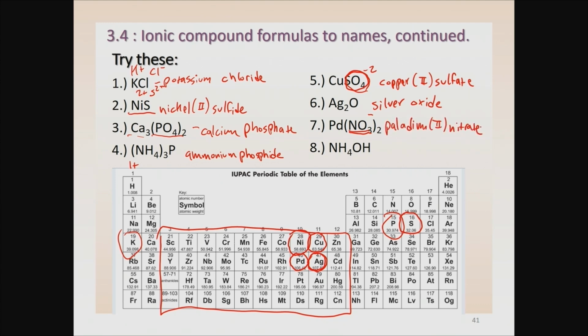Okay, for the last one, number 8, we have NH4OH. The key thing here is to identify that we have a cation that is polyatomic. It's ammonium. And we also have an anion, which is polyatomic, which is hydroxide. If both the cation and the anion are polyatomic, we write out those names without modification. So the name for this is ammonium hydroxide. Okay, so we move on.